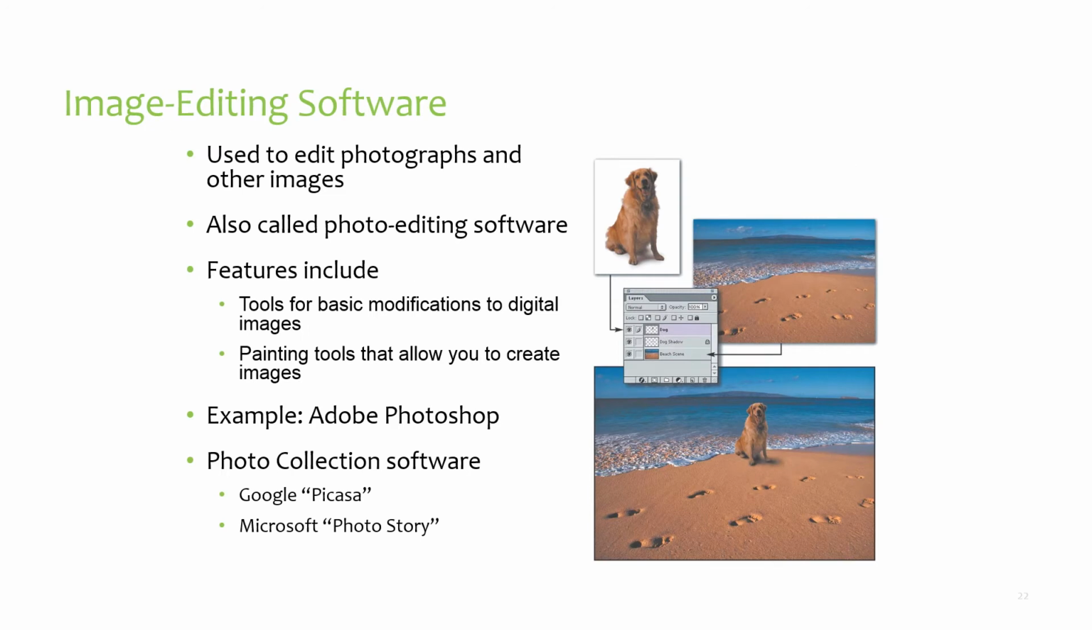Image editing software, sometimes called photo editing software, enables you to edit photographs and other images. Image editing software includes tools for basic modifications to digital images such as removing red eye, modifying color hues, and removing scratches or rips from scanned images of old photos. Many of the software packages now also include an extensive set of painting tools such as brushes, pens, and artistic type mediums that allow you to create realistic-looking images as well. Adobe Photoshop is a full-featured image editing software application. Other image editing programs are geared to the casual home user and are included with digital cameras.